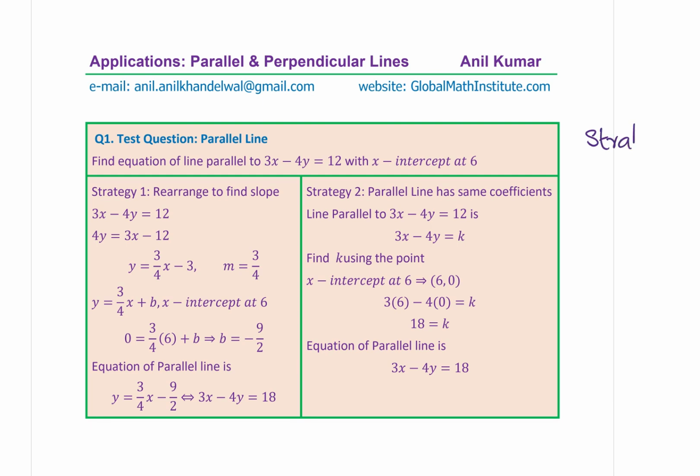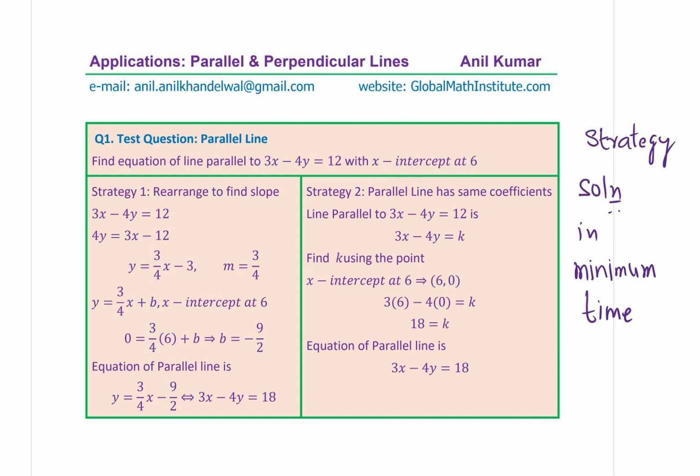Solution in minimum time. That really helps when we are working with multiple choice questions, correct? So we'll develop a strategy here and then in between take a multiple choice test question. Okay, so the question here once again is find the equation of a line parallel to 3x minus 4y equals to 12 with x-intercepts at 6.